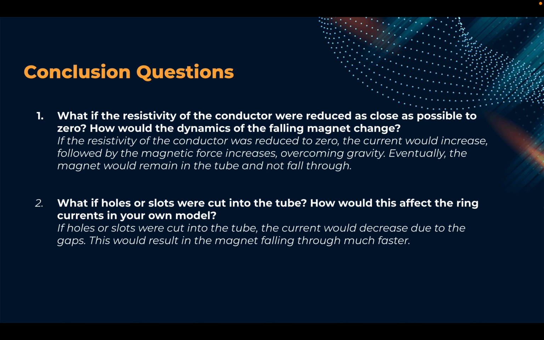Next question, what if holes or slots were cut into the tube? How would this affect the ring currents in your own model? So my answer to that was if there were holes or slots cut into the tube, the current would decrease due to the gaps, and this would result in the magnet falling through much faster, more similar to how it would fall through in regular gravity.